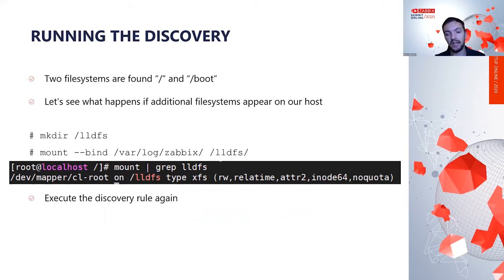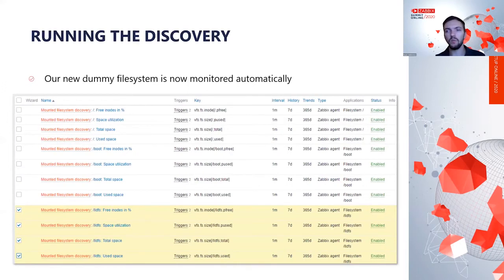to create essentially a new file system. This is going to be a dummy file system. It's nothing really sophisticated, but let's call it LLDFS. Yeah, so we have created a new XFS type file system. We're going to execute the discovery rule again, and we're going to see what we're going to receive.